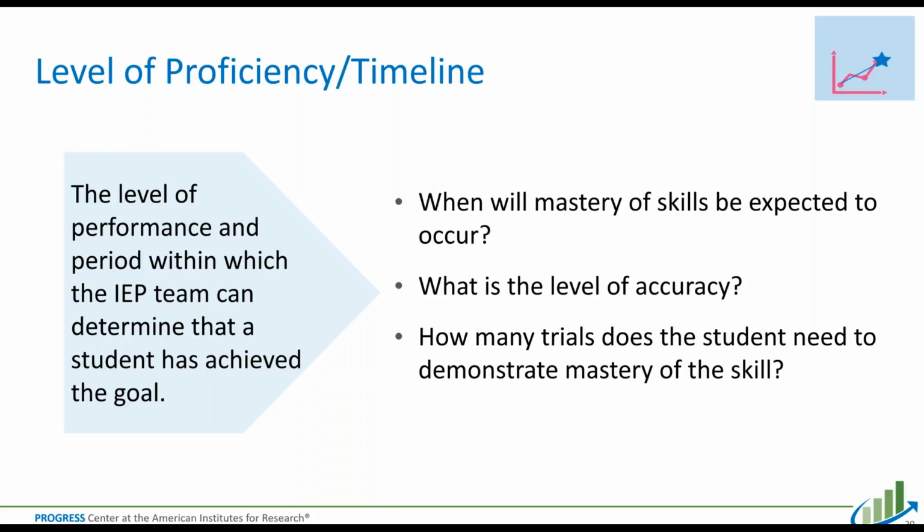Another way to think of this is the criterion for acceptable performance, or how will I know that the student has achieved the goal? When writing the level of proficiency, establish specific, measurable, and realistic, but challenging criteria.